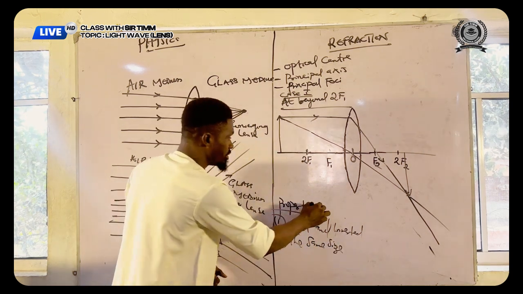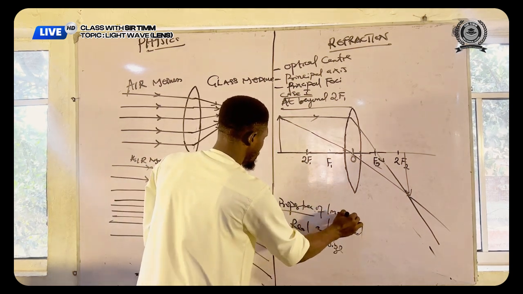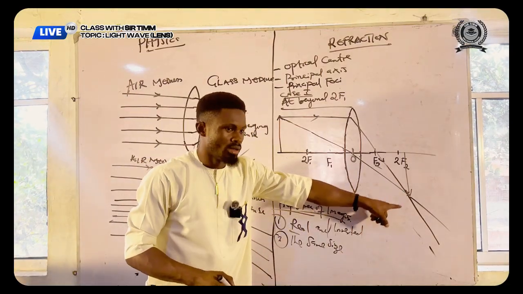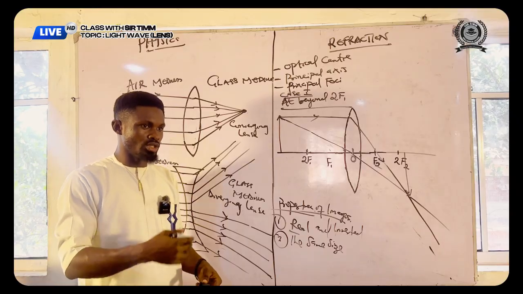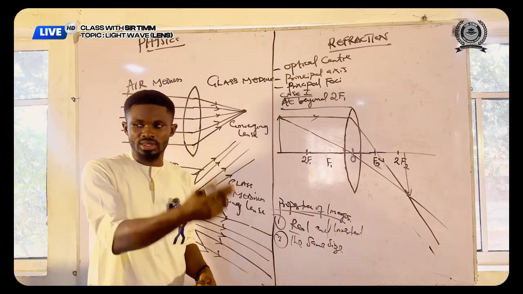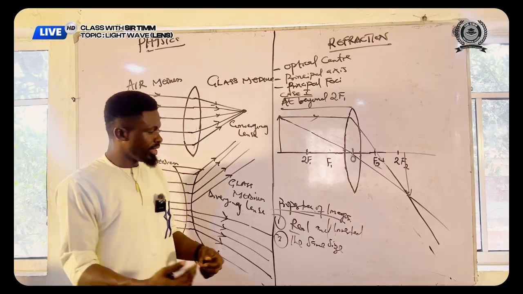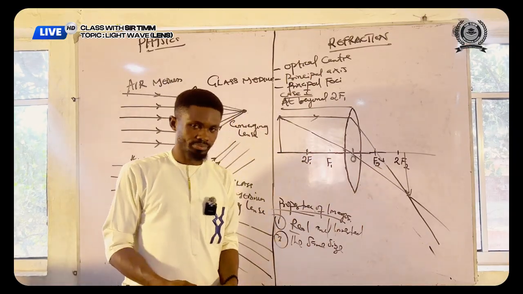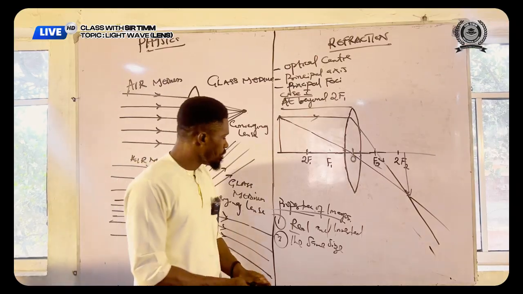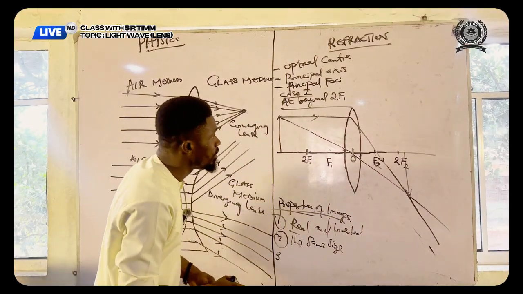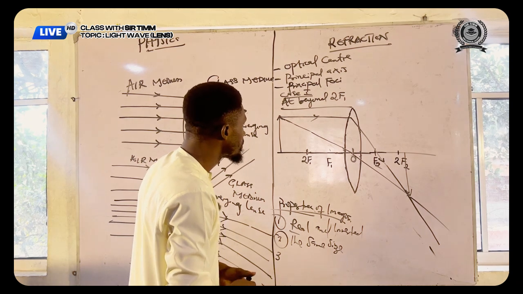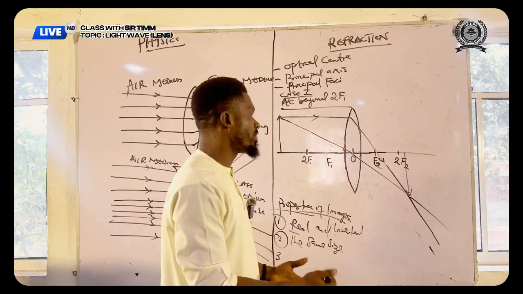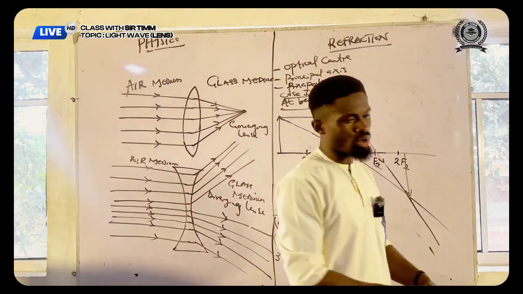I'm looking at the properties of the images from here. So real and inverted, as you can see, isn't it? Because once the image is real, it must be inverted. That's what we said. Then the same size, as you can see, actually the same size as the object size. Okay, number three. Where is it formed? It's formed at 2F2. If you draw it very well, it's meant to be formed at 2F2.